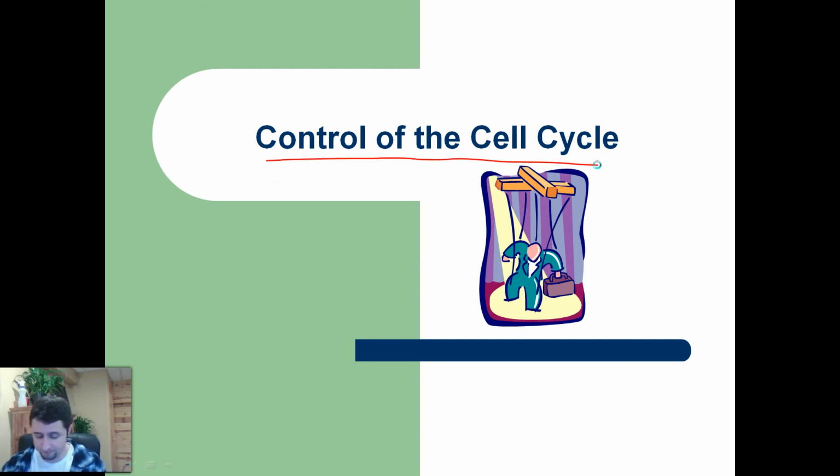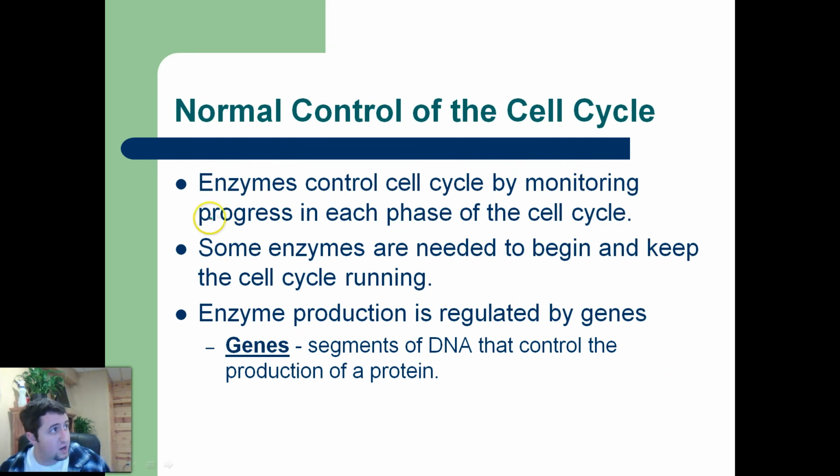Today's focus is going to be on the control of the cell cycle. Now, normally, we have enzymes that control every step of the cell cycle. Enzymes do almost everything for our bodies. Enzymes are a type of protein, and the enzymes will control every aspect or every phase of the cell cycle. Some enzymes are needed to begin and keep the cell cycle running. And enzyme production is regulated by these things called genes.